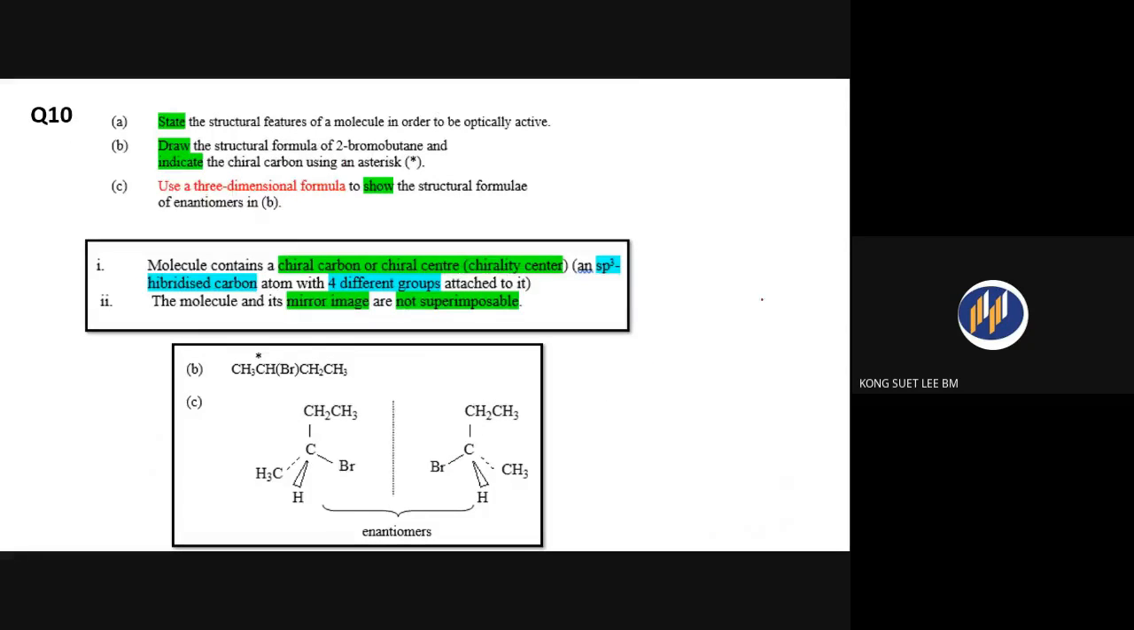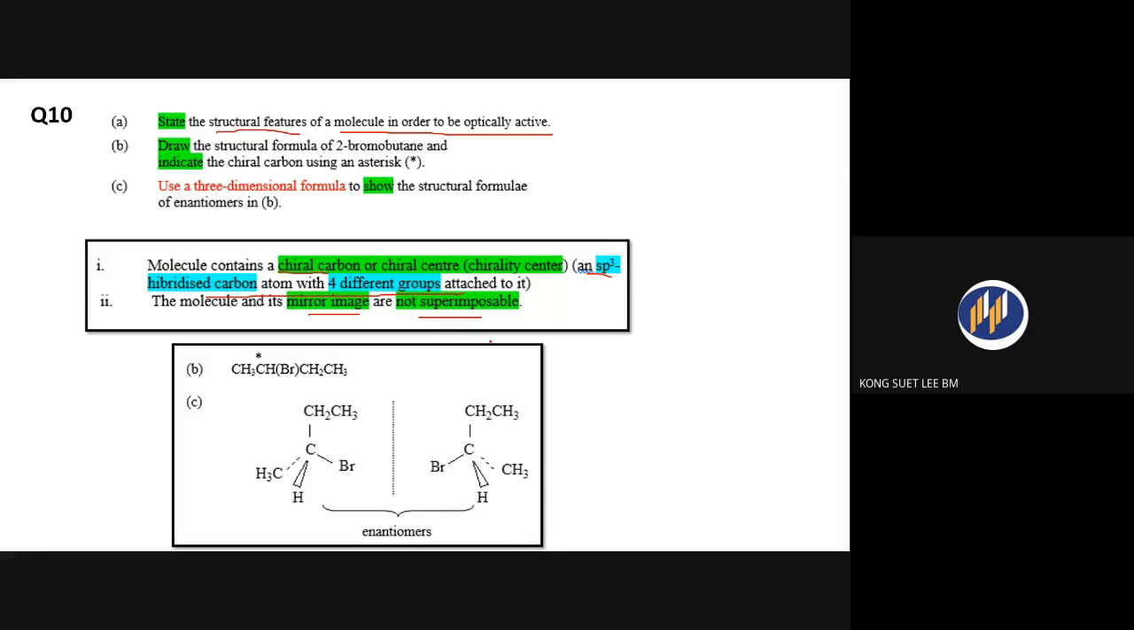Okay. Question 10. Structural features of a molecule in order to be optically active. As I said just now, it must have a chiral carbon or chirality center. It is an sp3 hybridized carbon with 4 different groups attached to it. And then the second requirement, the mirror image is not superimposable. If the question asks about the requirement for an enantiomer, for the compound to be optically active, actually the answer is the same.